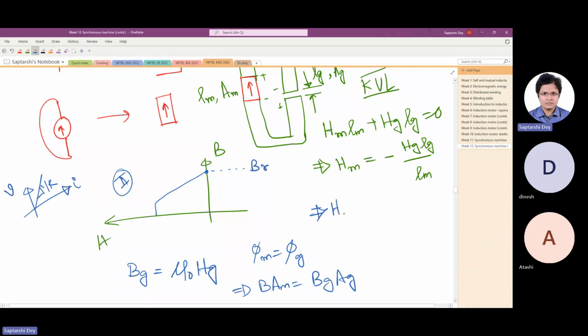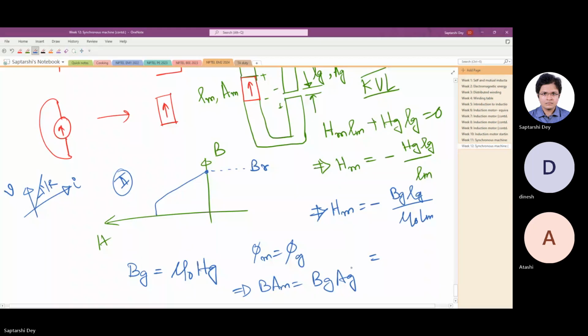Let us see what we have got. Hm equals minus Bg Lg by mu naught Lm, so Hg is Bg by mu naught, and Bg is Bm Am by Ag, so minus Bm Am Lg by mu naught Lm Ag, right?